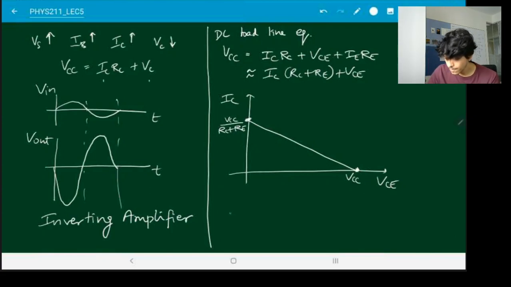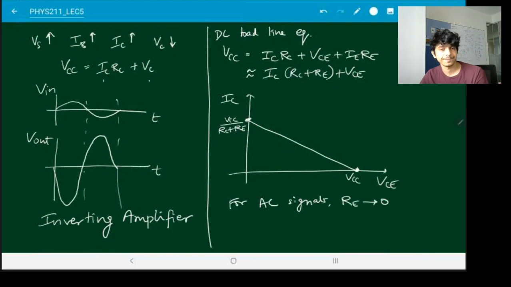But now, when you're talking about AC signals, RE is as good as not there. Why? Because we had put this bypass capacitor across it.